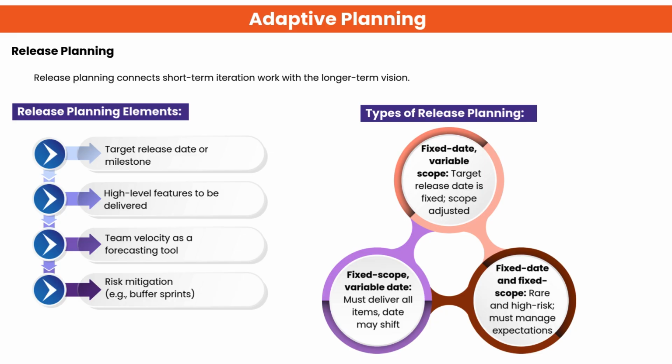Scope may change. Fixed scope, variable date: all features must be delivered, and the timeline may shift. Fixed date and fixed scope is high risk and requires strong expectation management.